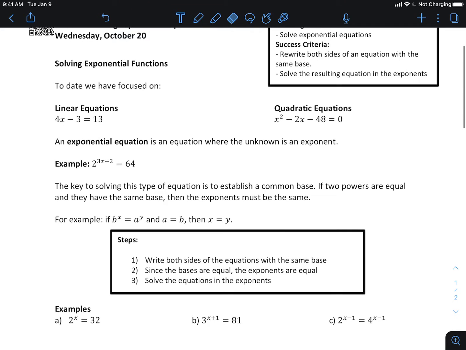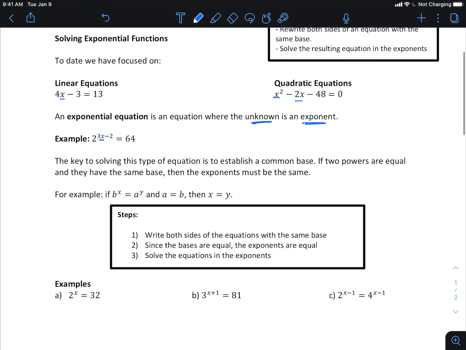So an exponential equation is an equation where the unknown is in the exponent. Relative to your quadratic thing, which looks a little bit nicer, or your linear one, there's no exponent there. So this looks a little more complicated, but really, you have the skills to do this. I'm just going to teach you one more skill, and then you'll be able to do it. The key to solving this type of equation is to establish a common base.